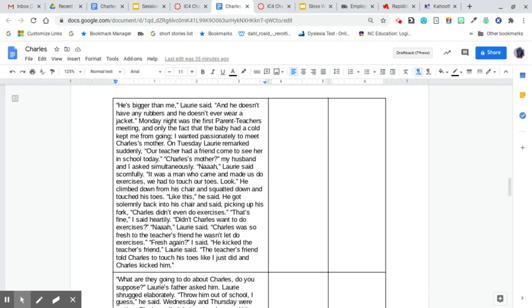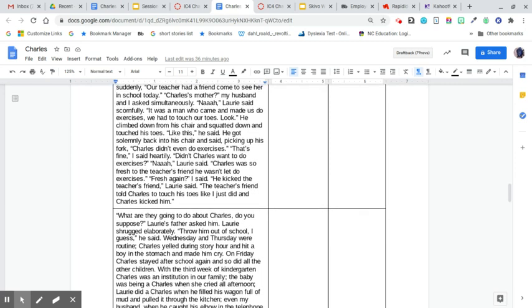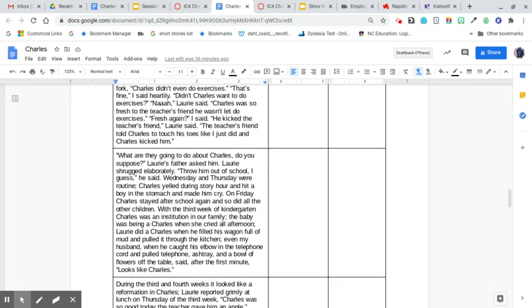"That's fine," I said heartily. "Didn't Charles want to exercise?" "Nah," Laurie said. "Charles was so fresh to the teacher's friend, he wasn't let do exercises." "Fresh again?" I said. "He kicked the teacher's friend," Laurie said. "The teacher's friend told Charles to touch his toes like I just did, and Charles kicked him." "What are they going to do about Charles, do you suppose?" Laurie's father asked him. Laurie shrugged elaborately. "Throw him out of school, I guess," he said.